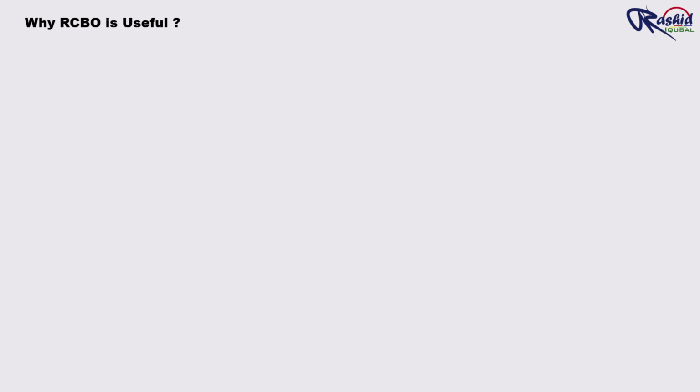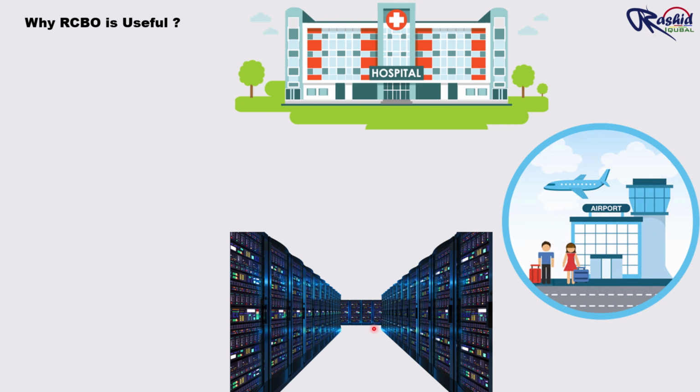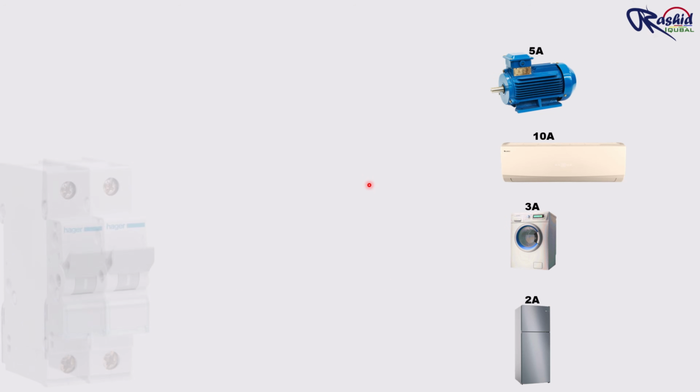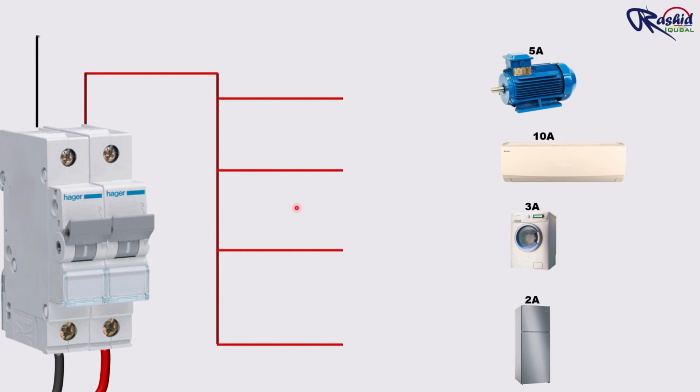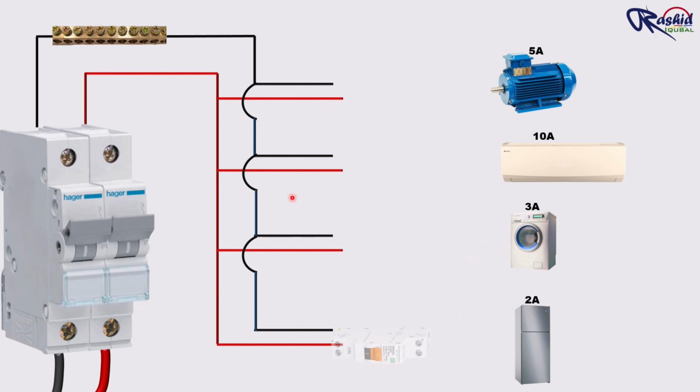Now let's understand why RCBO is used in practical installations. In important locations like hospitals, airports, and data centers, continuous power supply is very important. If several circuits are connected under one common RCCB, a fault in one circuit can trip the RCCB and disconnect power to all connected circuits, including the healthy ones. So to avoid this problem, separate RCBOs are installed for individual circuits. This is why only the faulty circuit will trip, while the other circuits continue working normally.